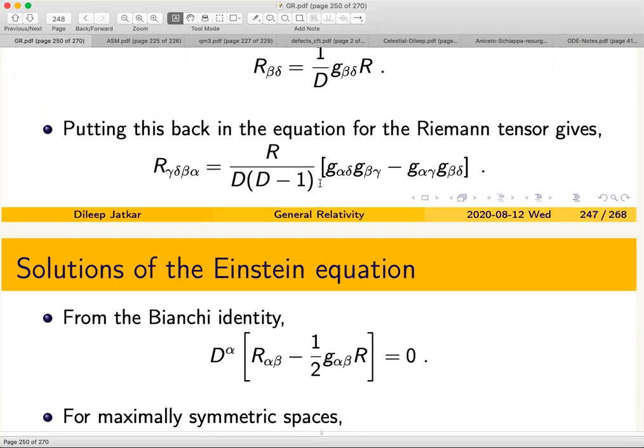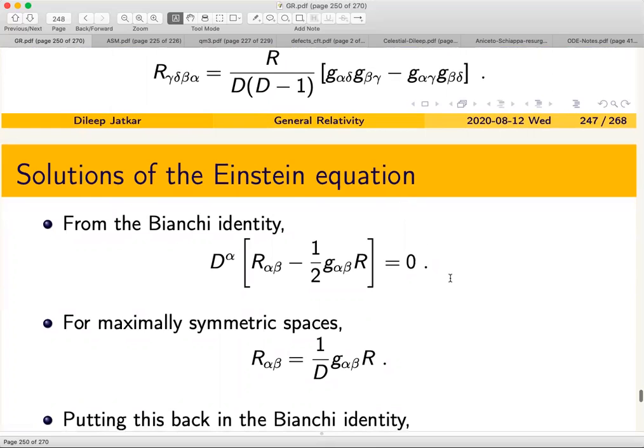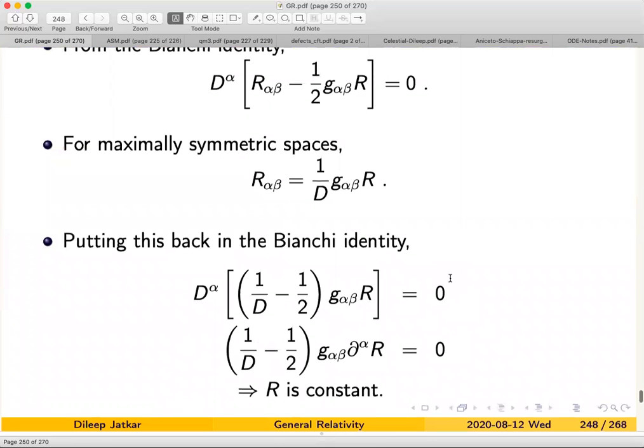So you can see that it's a very special class of spaces in which the Riemann tensor is just a constant multiple of products of metric components. Is that fine? Fine, sir.